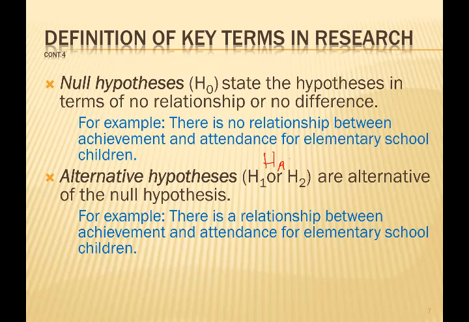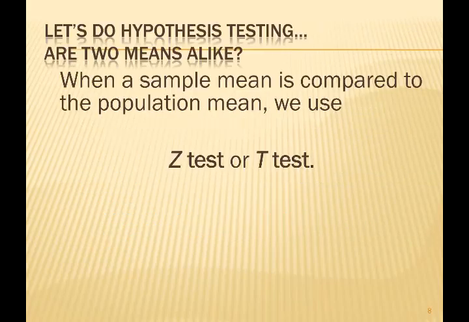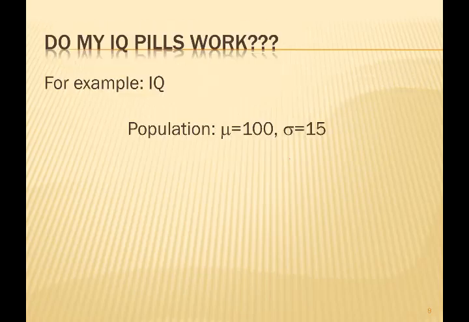And as a researcher, you want to be able to reject the null hypothesis in favor of the alternative hypothesis so that you are able to make a conclusion to the effect of there being a relationship or there being a difference between two things that you are comparing. So let's do hypothesis testing. So the key question here is, are two means alike? So we're comparing two means. And the two means we're going to compare are the sample mean and the population mean. And we choose to do either a z-test or a t-test to compare these two means.